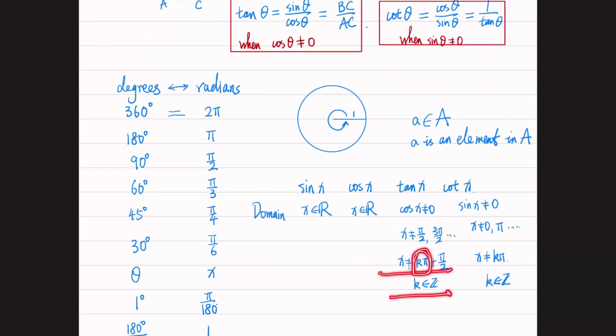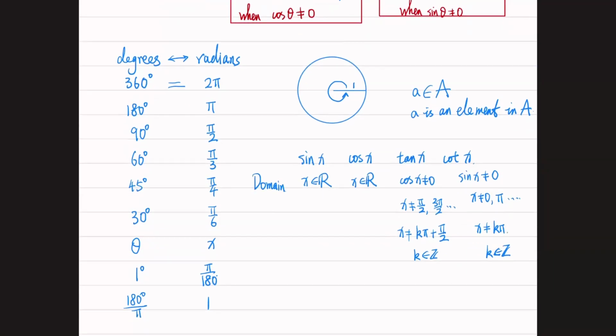Similarly, for cotangent, sine cannot be 0. When X is 0, sine X is 0, so X cannot be 0. When X is pi, sine pi is also 0, so for this to be defined, X cannot be pi. You check this one by one, and you can see X cannot be any integer multiple of pi. Okay.